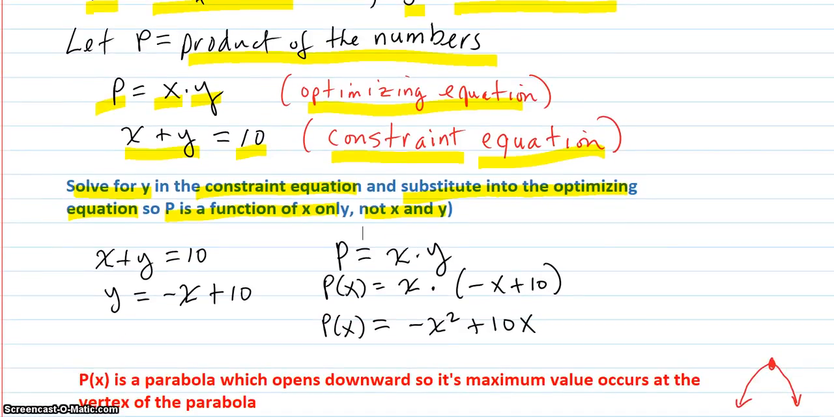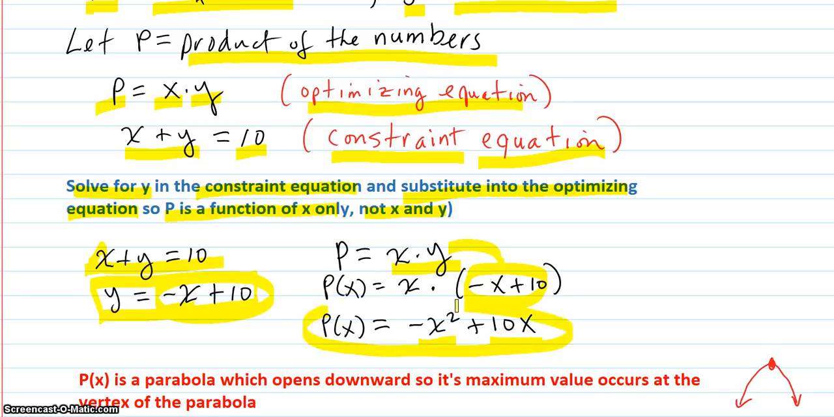So we're going to solve for y in the constraint equation. Here's the constraint equation. Subtract x from both sides. That moves it over to the right side, negative x plus 10. So there's the y solved for. Now take the product equation, the optimizing equation, x times y, but y is negative x plus 10, so that substitutes right in, right there, negative x plus 10. Then multiply it out, negative x squared plus 10x.